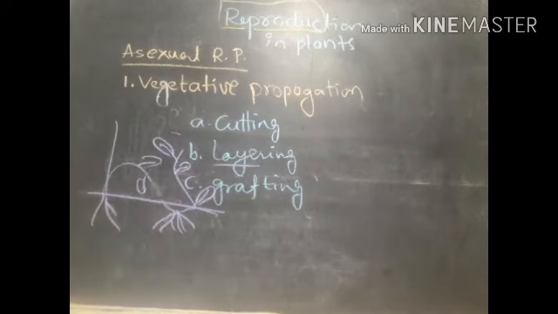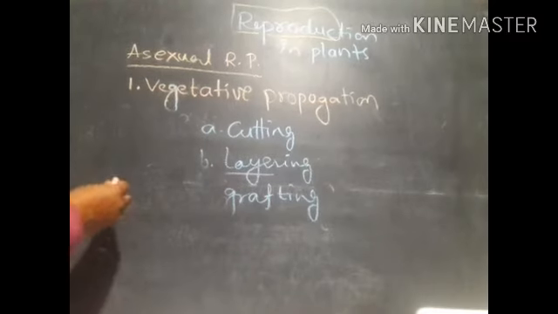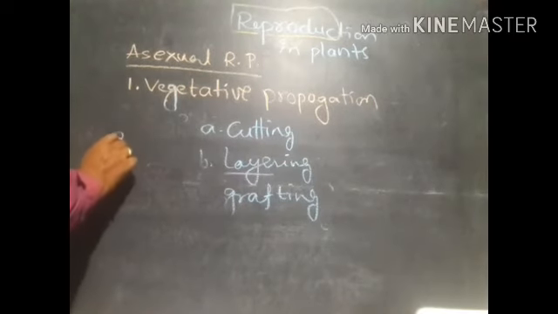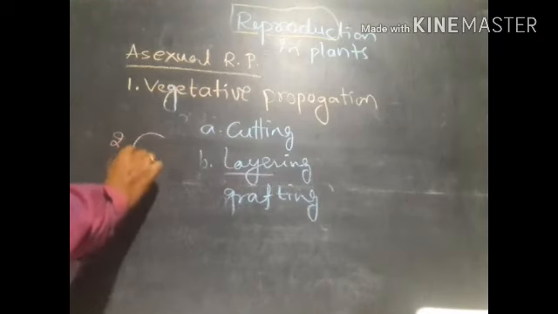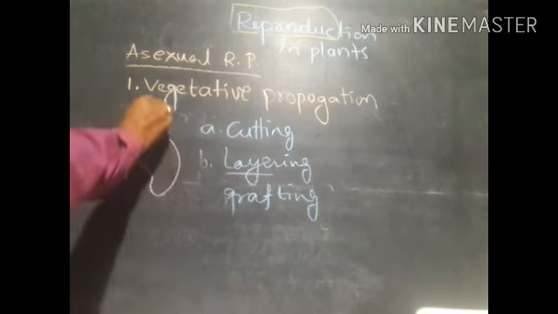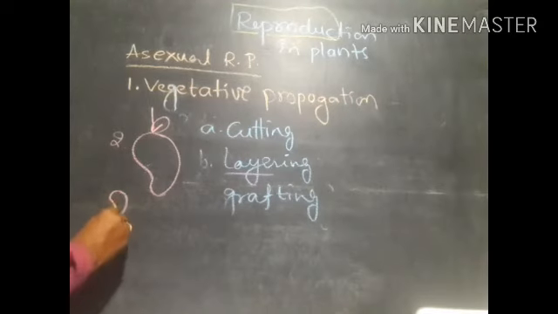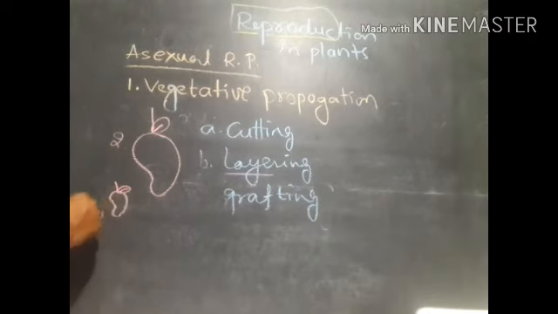So here it is called layering. Okay, next, last method is the grafting. In grafting, we are going to get the desirable characters. For example, at our home, there are two kinds of mango trees. One mango plant can give big mangoes, right? And another kind of plant gives small mangoes. Here, the mango is big but taste is less, whereas this mango is small but taste is more.